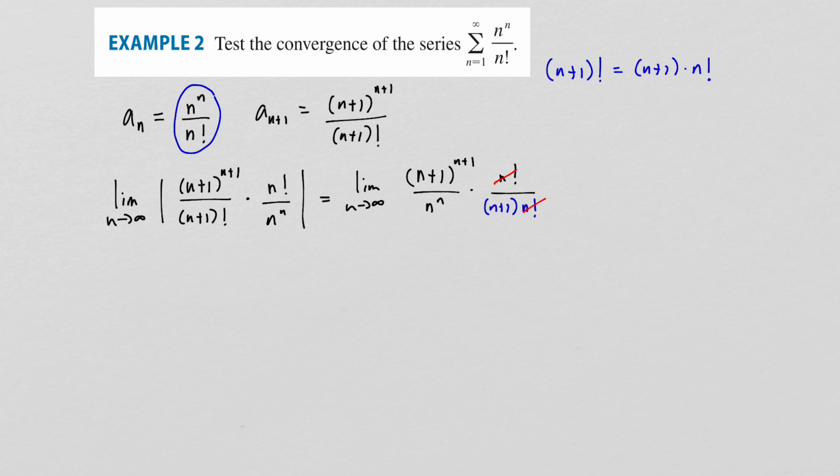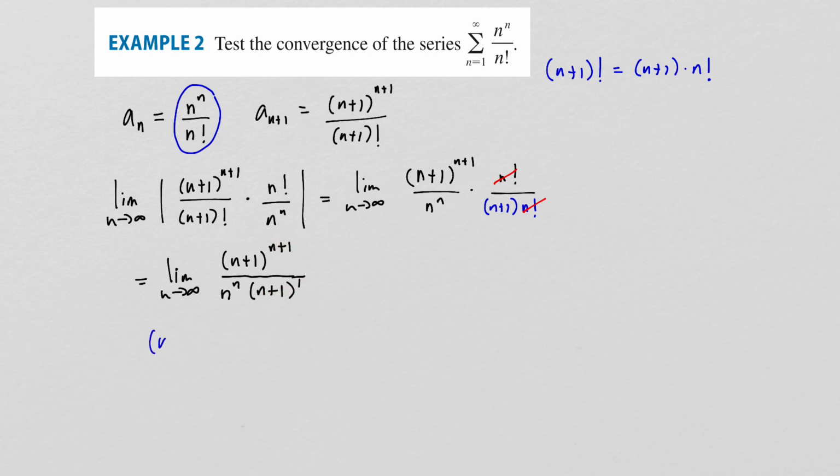And so what we have now is the limit as n goes to infinity of (n+1)^(n+1) divided by n^n times (n+1). And just for effect here, I'll remind you that this n+1 in the denominator is to the first power. Now what I can do, if you notice, we have n+1 to a power here, and we have n+1 to a power here.